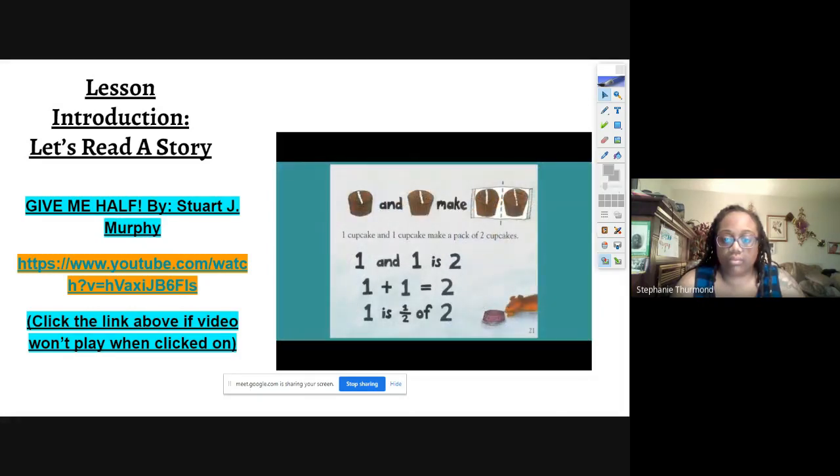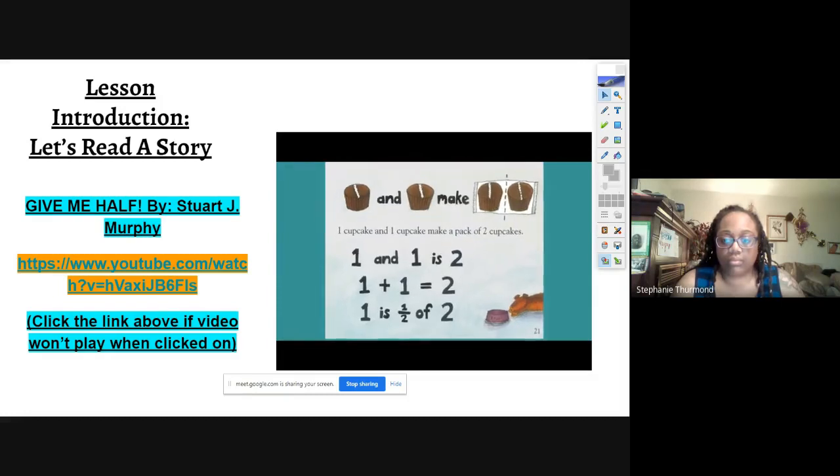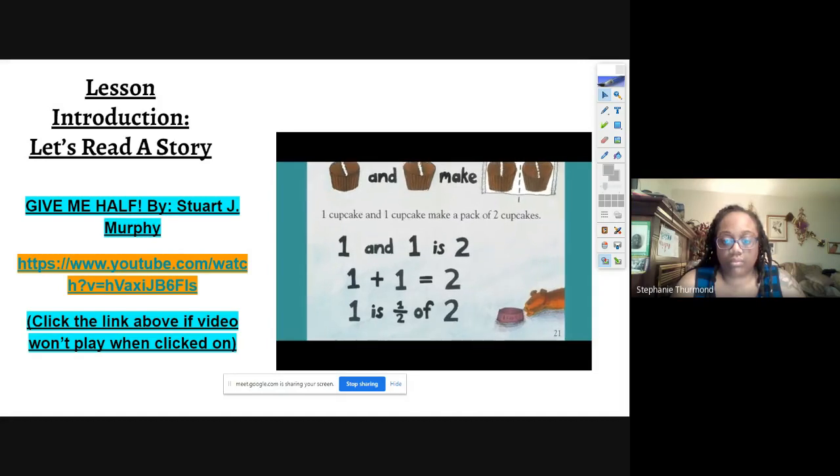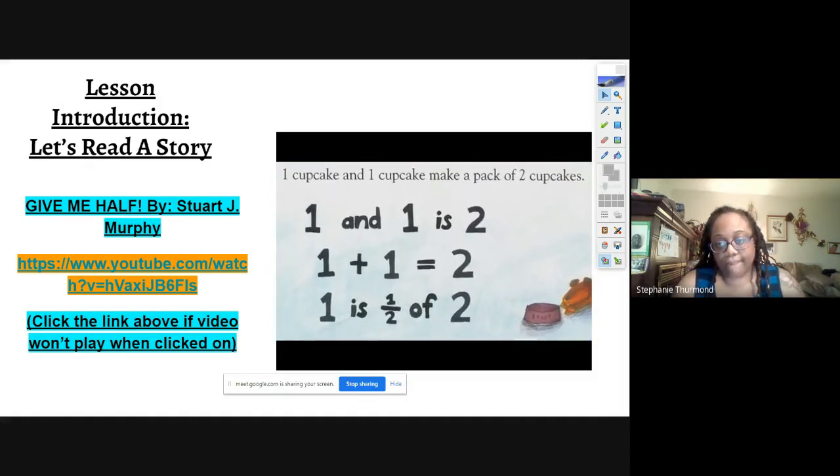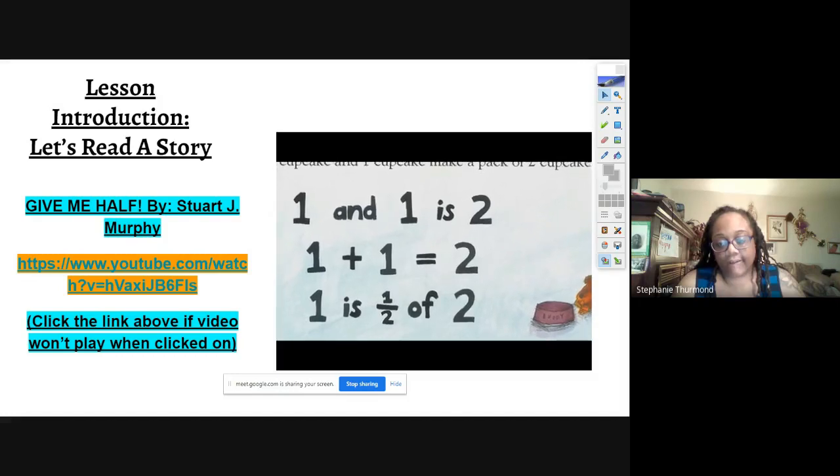One cupcake and one cupcake make two cupcakes. One plus one equals two.